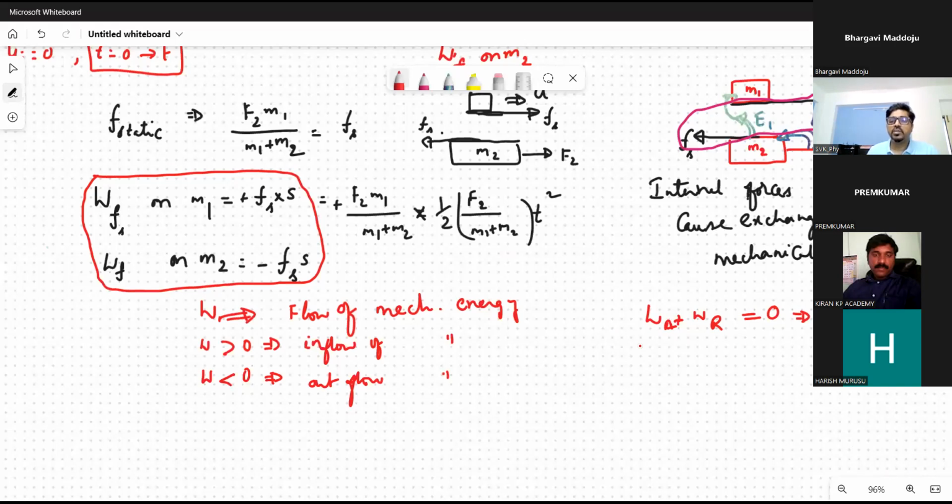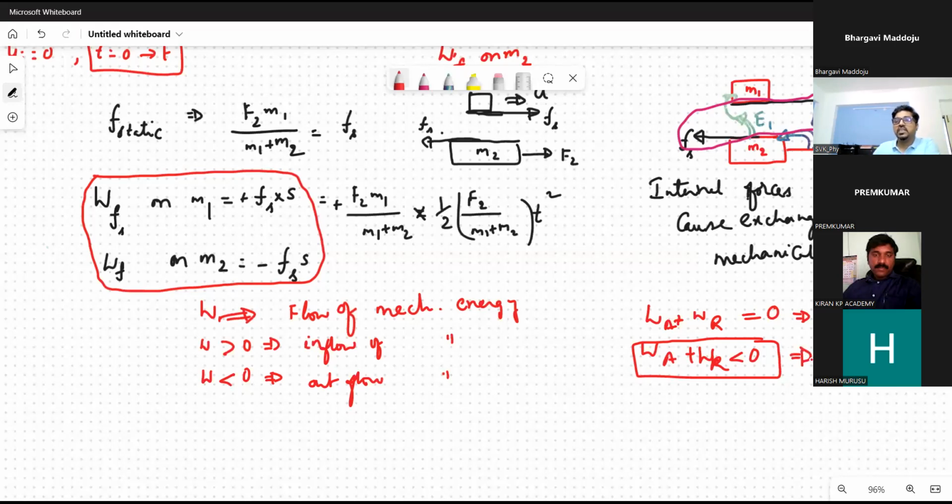And whenever work done by action plus work done by reaction is less than 0, that is the case when you deal with kinetic friction. Kinetic friction does positive work on one body and negative work on another body. Negative work will have more magnitude than positive work. So when you add it up, you will get a negative value for an internal kinetic friction. That means there is a permanent loss of energy.